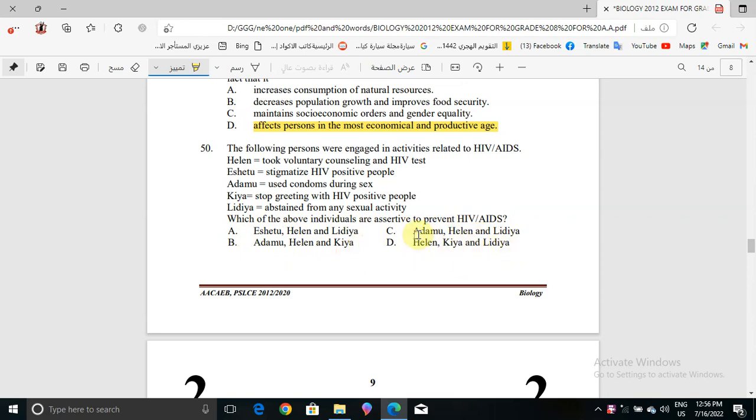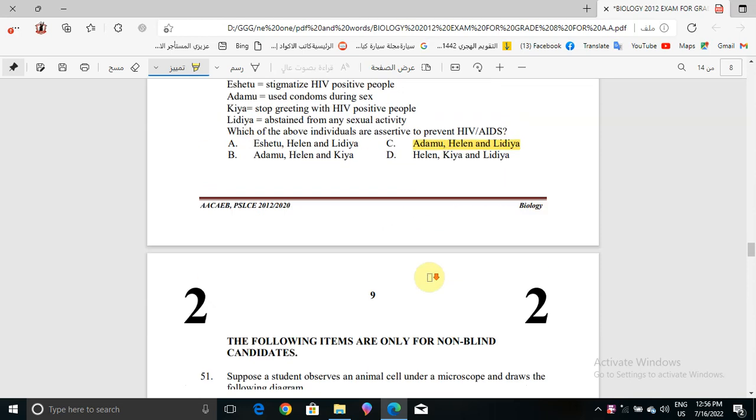The correct answer will be Adamo, Helen, and Lydia. Why? Because Adamo here used condoms during sex. Helen took voluntary counseling with HIV tests. That's correct. And Lydia abstained from any sexual activity. Also, this one is correct to prevent HIV/AIDS. That means Choice C is the correct answer for question number 50.